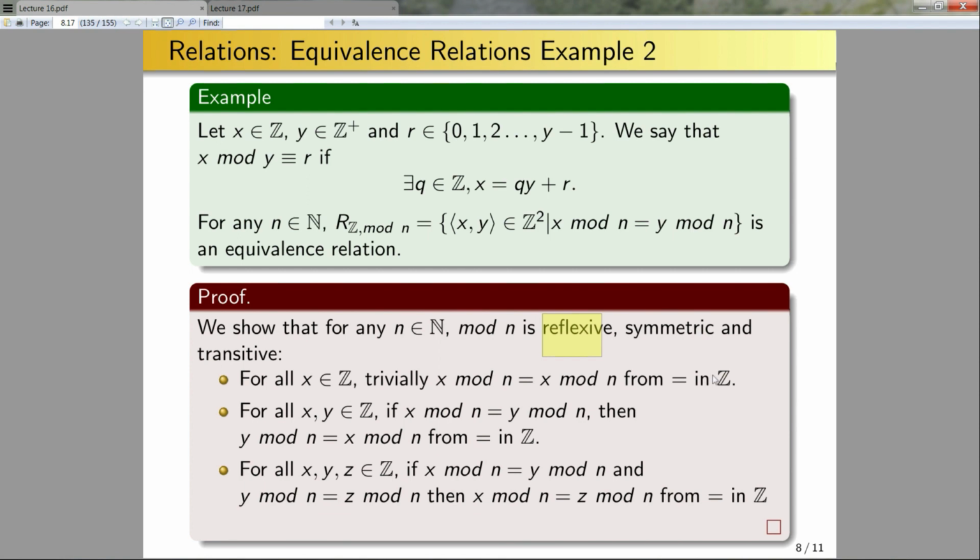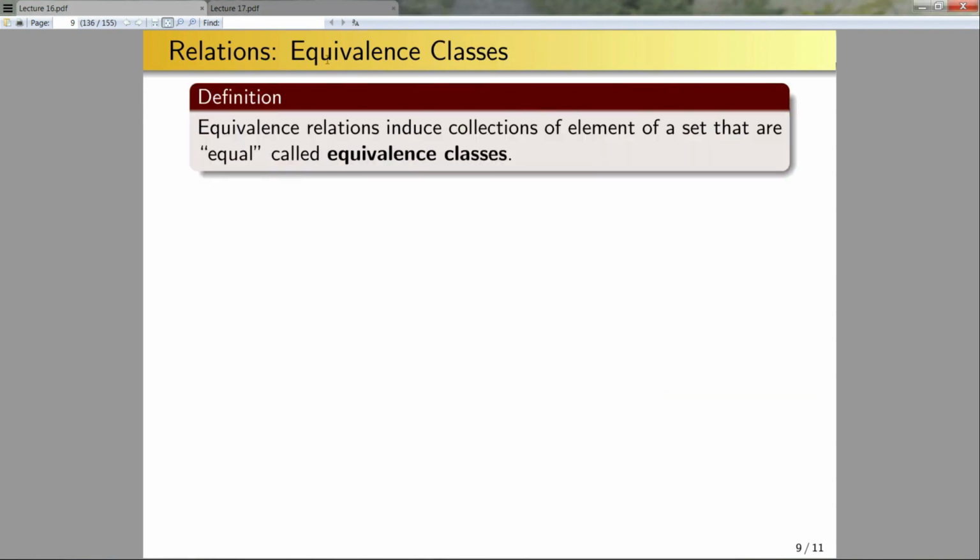from the same properties for the equals relation in Z. Okay, so that's what equivalence relations are. It's basically a formal way of saying things are equal to each other. We now have one last thing I want to introduce, and this is the idea of equivalence classes. Equivalence relations induce collections of elements of a set that are equal called equivalence classes.